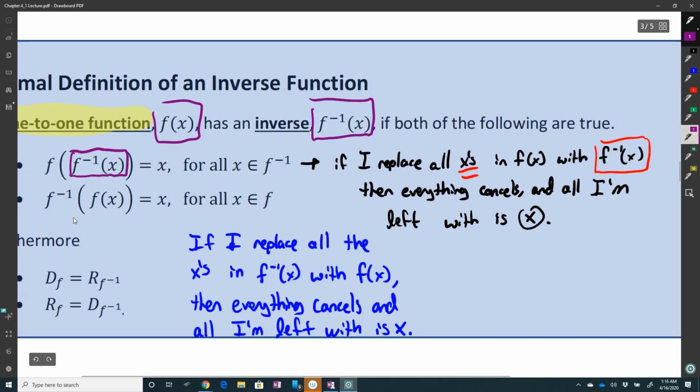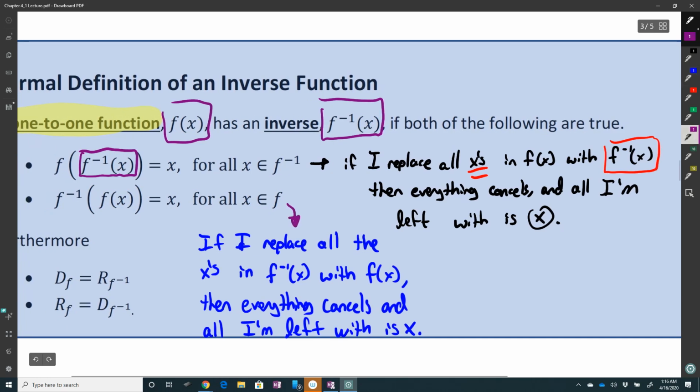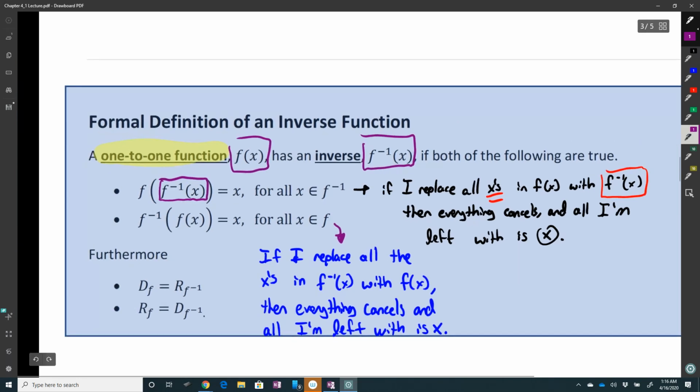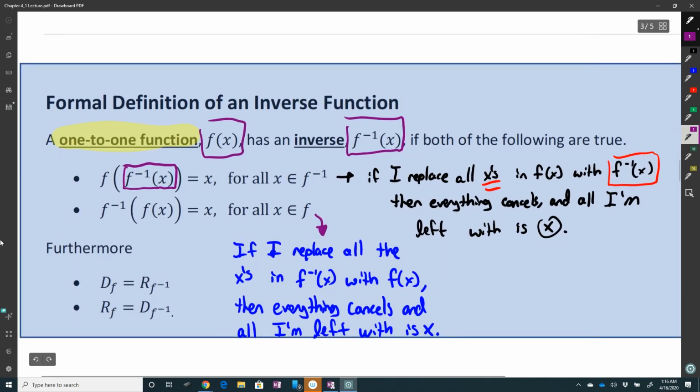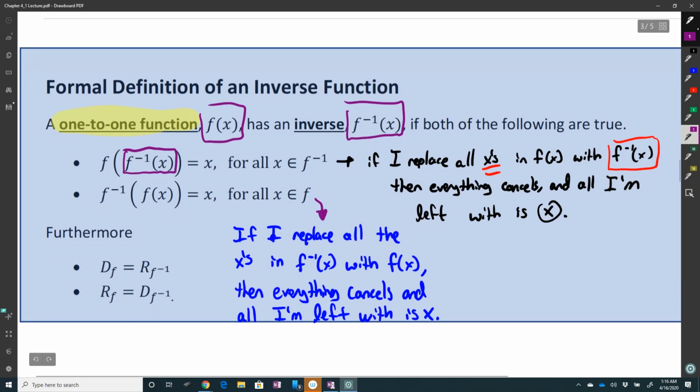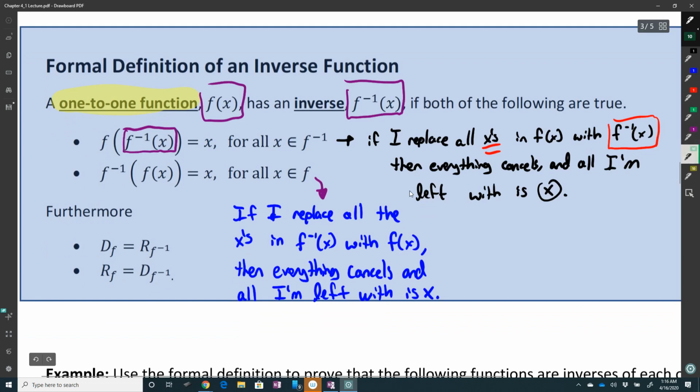So that's what these two rules are saying. Okay? Just notice in math, it's quicker to write it this way. So the math is very concise with its terminology. You just have to understand what it means. But yeah, so you replace all the x's with the other form, and everything should cancel out. And then this is what I was talking about before. The domain of one is equal to the range of the other.